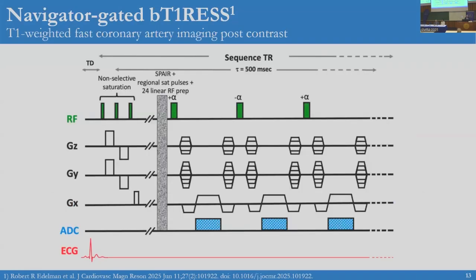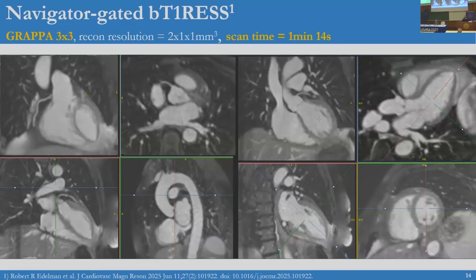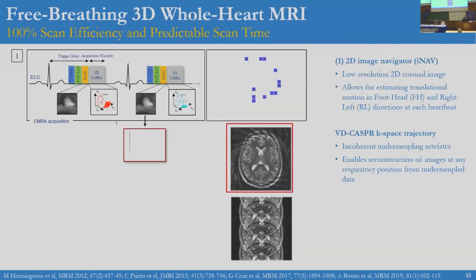These are some slides given to me by Bob Edelman. He's using the DNARF sequence, and he has added a saturation pulse that precedes a balanced SSFP readout. Using this approach, he gets very beautiful images. What I found impressive is that this can be done in 1 minute and 15 seconds, with a Grappa acceleration factor of 9 and a reconstructed resolution of 2 by 1 by 1 millimeters. So this is a navigated scan, really fast.